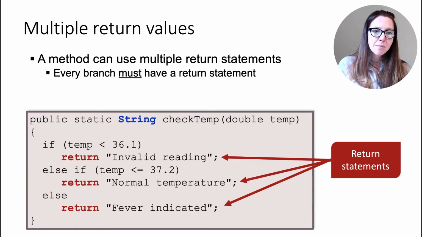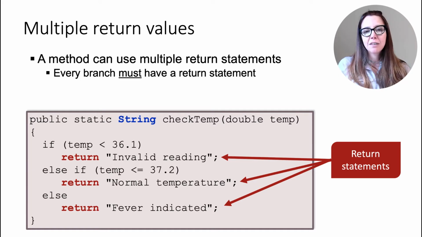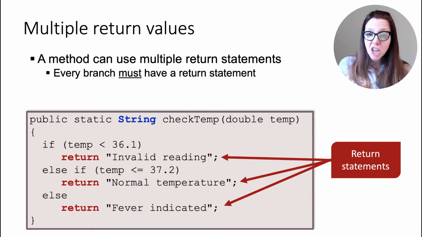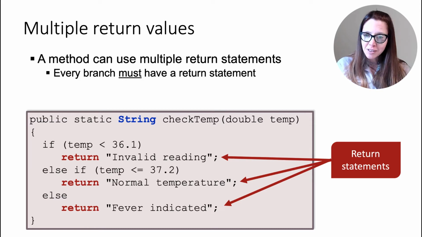Thankfully, it is. A method can use multiple return statements. It's important to note that every branch must have a return statement. In this example, we see that we have a method named checkTemp, which is checking the temperature of a thermometer, for example. And it expects one argument of type double, and it will be held in a parameter variable named temp. This method will return a string, as we see described in blue. Within the method, we can see that there are 3 separate return statements, and they do cover every possible branch.